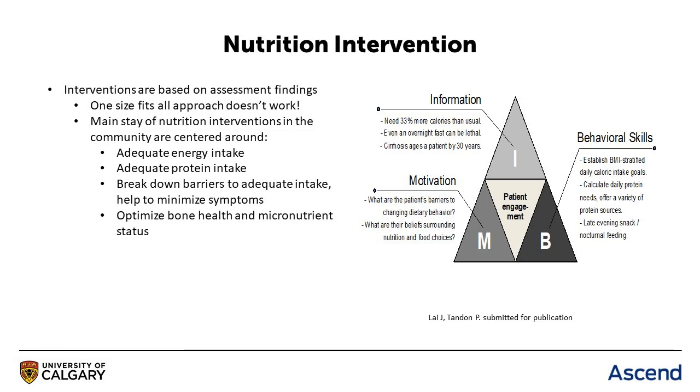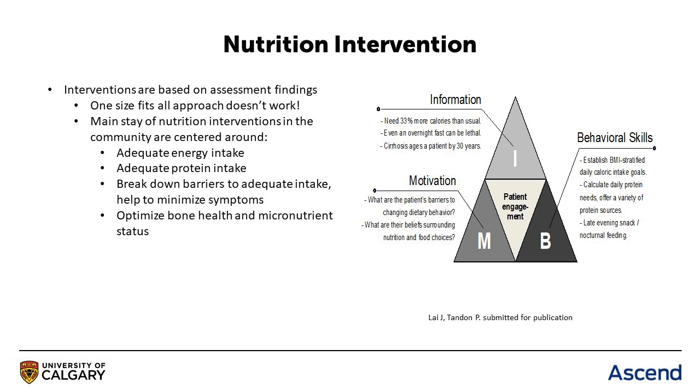Because a one-size-fits-all approach doesn't work. The mainstay of nutrition interventions, as really eloquently put in this infographic by Dr. Tandon, we know that patients need more calories than usual, up to a third more calories compared to the healthy population. We know that an overnight fast is enough opportunity for the body to start breaking down muscle, so that's an intervention opportunity to introduce late-night snacking. We know that cirrhosis ages a patient insofar as muscle composition and muscle function by about 30 years. So that's something that's important to talk about.